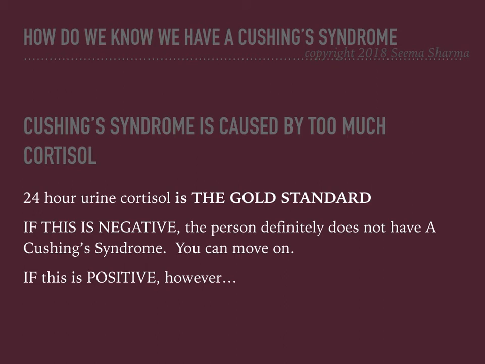24-hour urine cortisol is the gold standard. If the 24-hour urine cortisol is negative, the patient definitely does not have a Cushing syndrome. You can move on. But if the 24-hour urine cortisol is positive, you're going to want to do more tests.